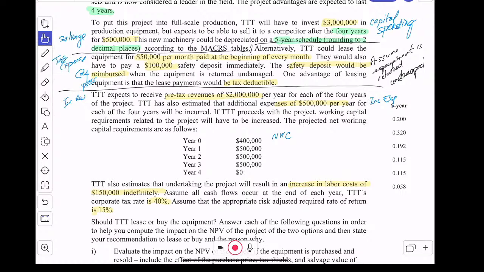So let's look at this and make sure that this looks like a positive. So it's $2 million in revenues, $500,000 in expenses, and then these amounts each year, and then increased labor costs of $150,000 indefinitely. I guess it's worth checking that all of this is a positive first. And then we can look at these two situations separately.